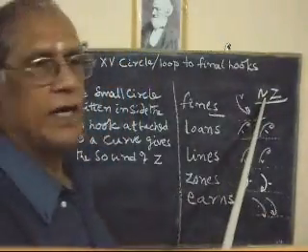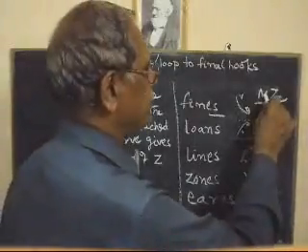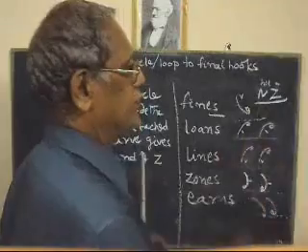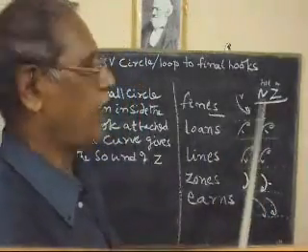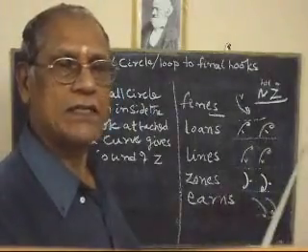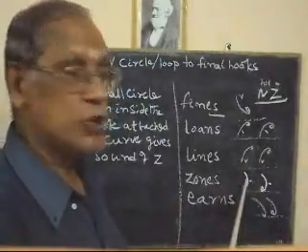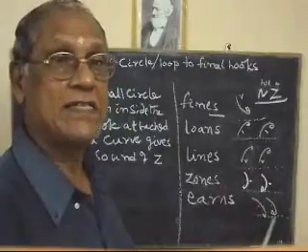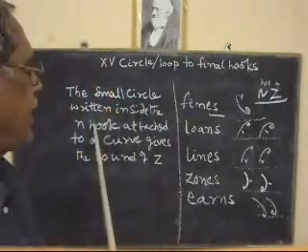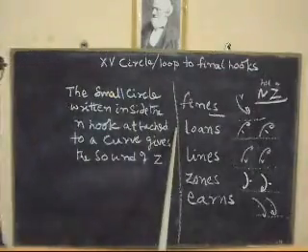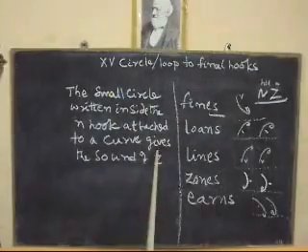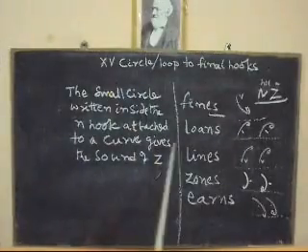This is hook and this is circle. This is hook. This is circle. Okay. Fines, loans, lines, zones, errands, like that. The small circle written inside the N hook which is attached to a curve gives the heavy sound of Z.